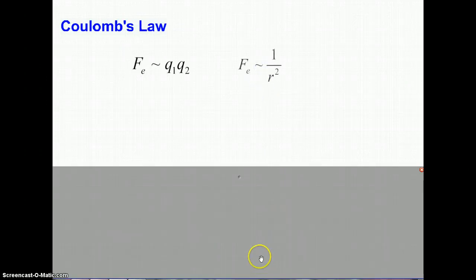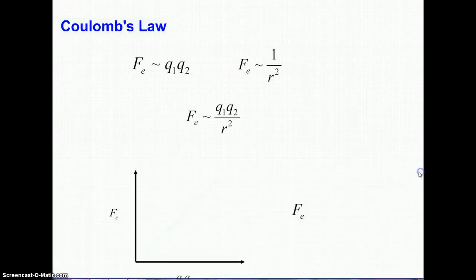The next statement is that the electrostatic force is inversely proportional to the square of the distance between the centers of the charges. R does not stand for radius, it stands for distance between the charges. If we combine both statements, we see that electrostatic force is directly proportional to the product of the charges and inversely proportional to the square of the distance between the centers. However, those two sides are not an equality. They're simply directly proportional. How do we accomplish that?